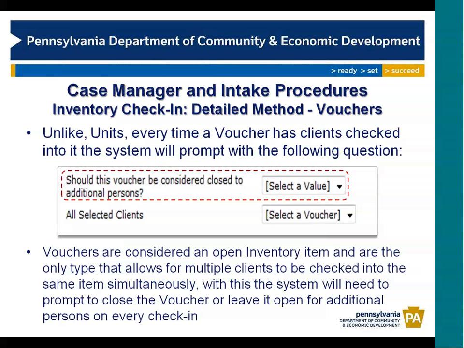Now, with vouchers, it also prompts. And unlike units that only do it under certain situations, vouchers actually prompt a secondary question every time: should this voucher be considered closed to additional persons? Again, because the system's not sure and it is an open inventory item, it asks this question. And the answer is kind of the same. If you answer yes, that means that voucher is closed out and not available for any more people to be put into it. If you select no, it does leave it open for additional persons to be checked into it.